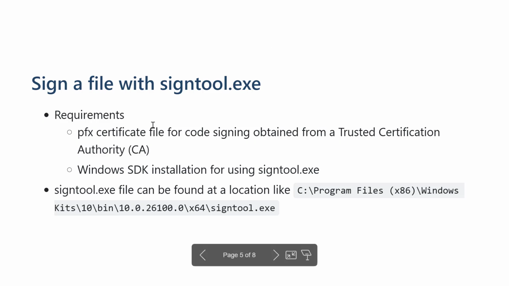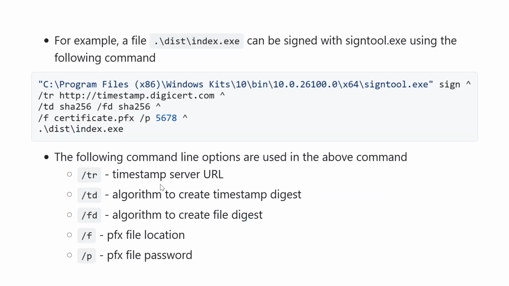So now we have the pfx file, which is the SSL certificate and private key, and we have signtool.exe installed. So now let's sign a software. The command is something like this.